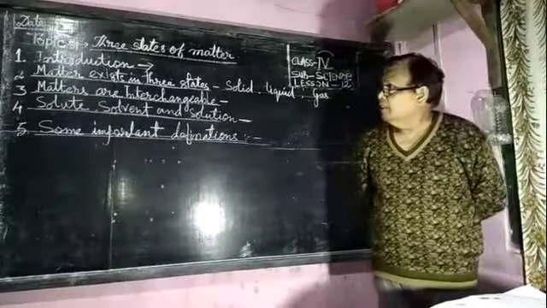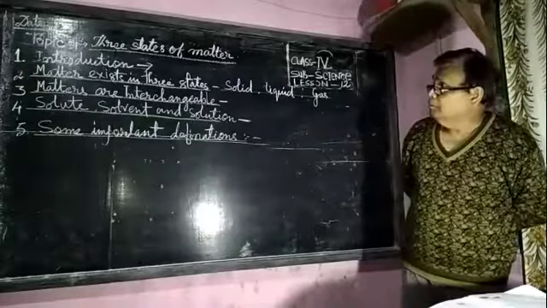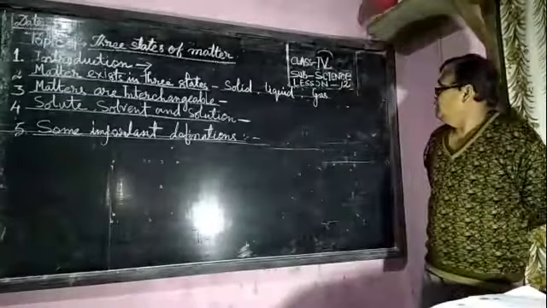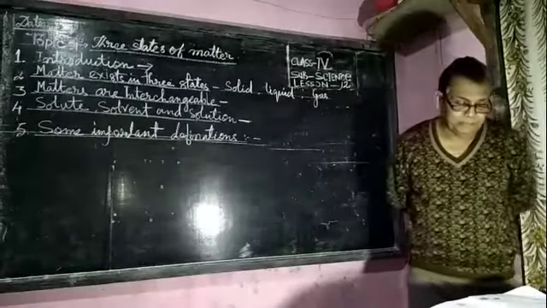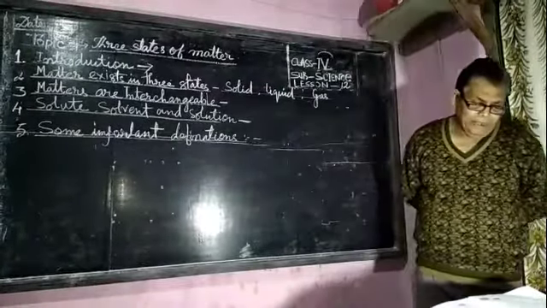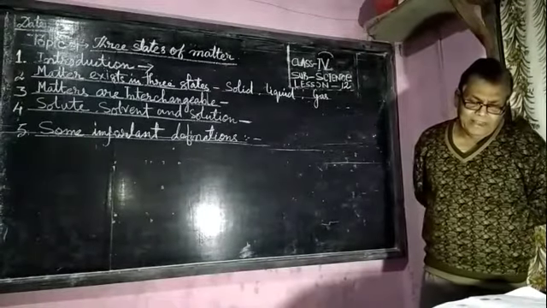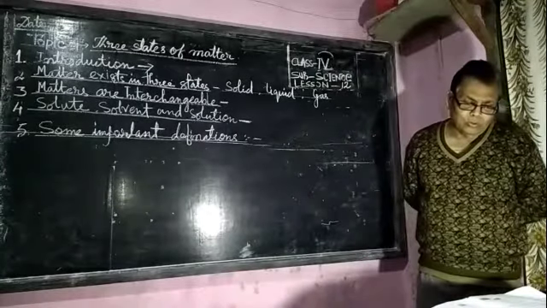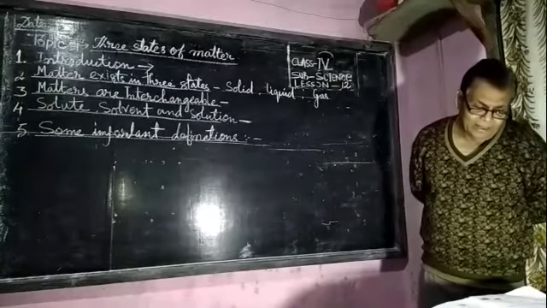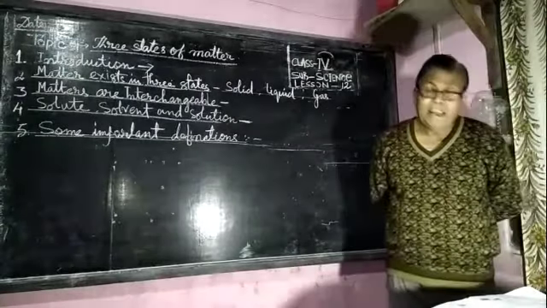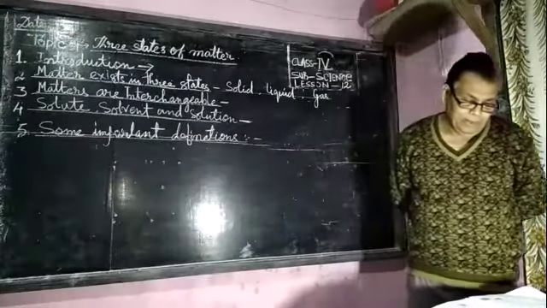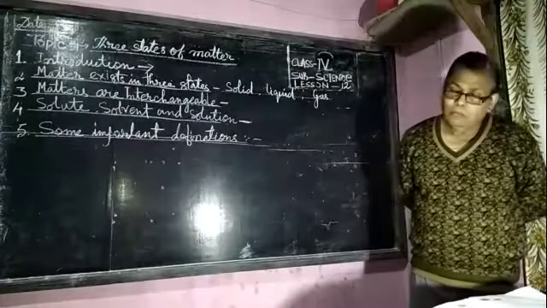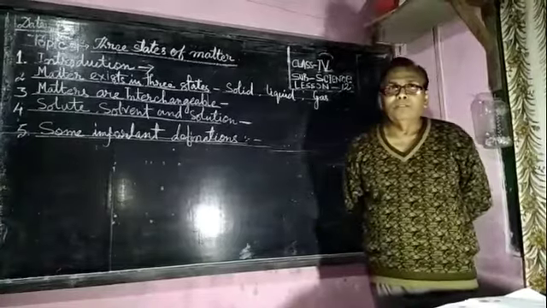Now, our second point is that matter exists in three states, that is solid, liquid and gaseous. Solid. A solid has a certain size and shape. In a solid, the molecules are very close to each other. They are closely packed. They have definite shape and occupy definite space and definite volume. See the picture of solid.